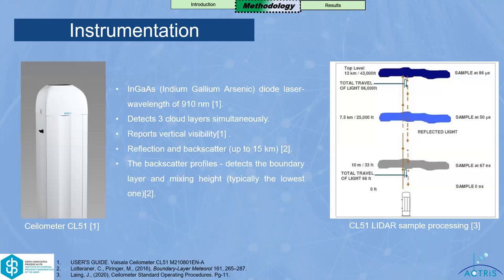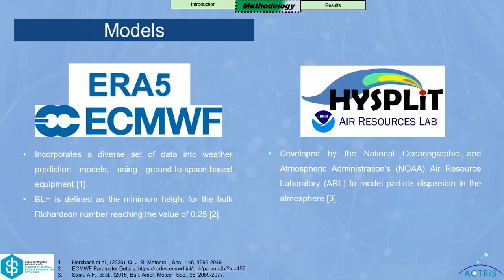For the ground-based measurements, we used the Vaisala ceilometer CL51. It is a LIDAR type remote sensing instrument. Basically, what it does is send a vertical laser into the sky, in the near infrared range, that is 910 nanometers. And it records the intensity of the backscatter from obstructions in the atmosphere, like clouds and aerosols, et cetera. It can detect three cloud layers simultaneously, and it also reports the vertical visibility. From the backscatter profiles, we then detect the boundary layer and the mixing layer height. For the reanalysis model data, we use two different models, that is ERA5 and HYSPLIT.